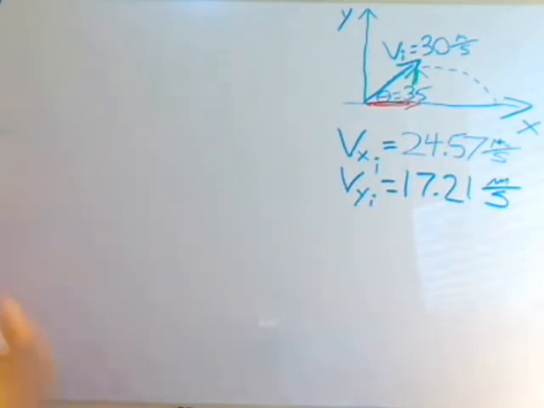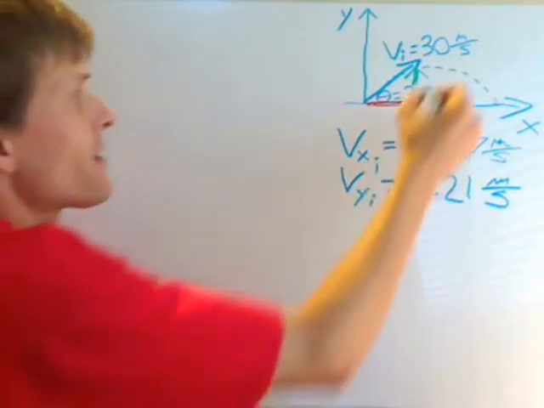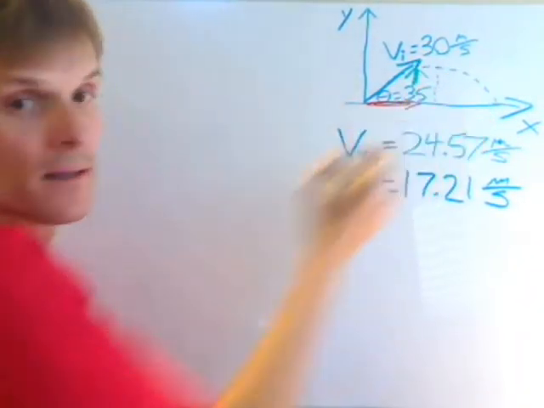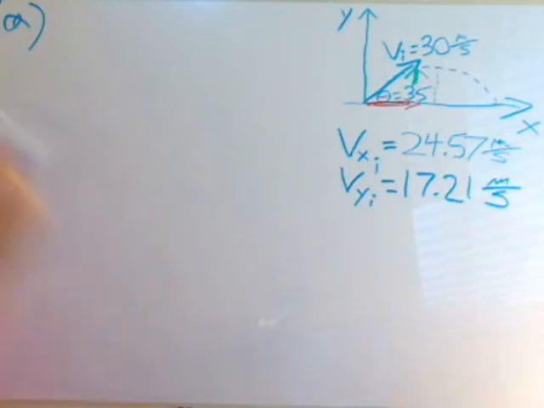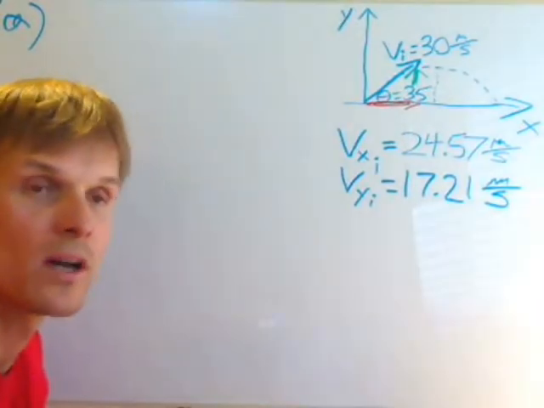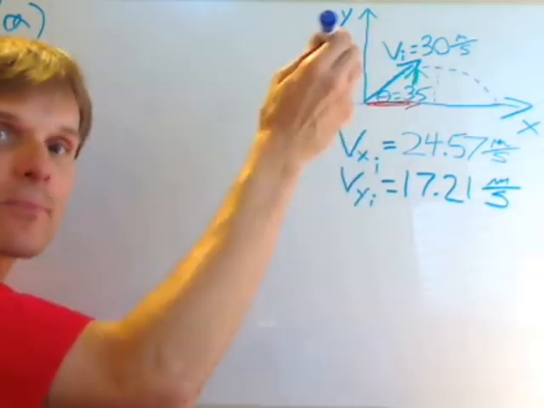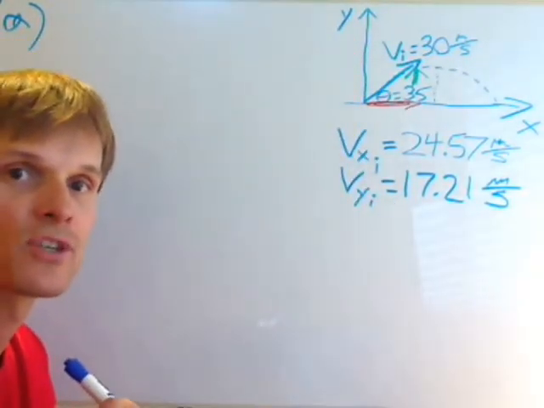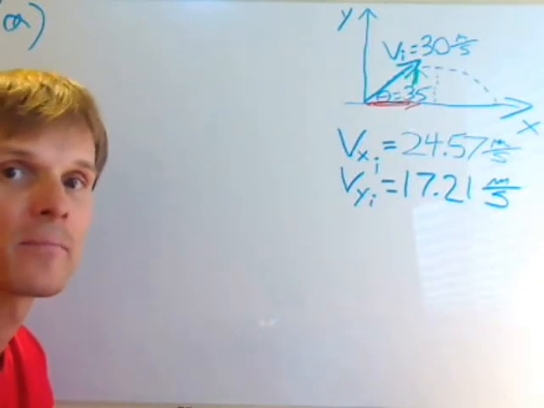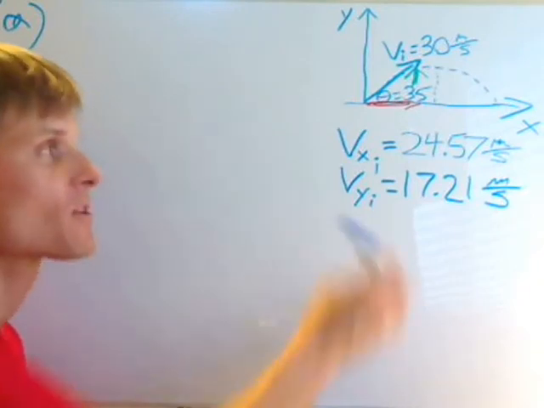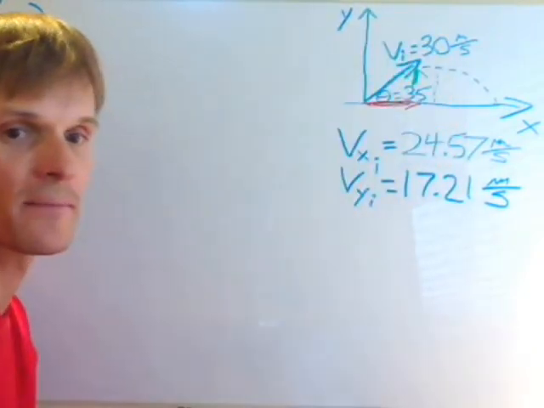Now, part A asks us to find the maximum height of this projectile above the ground. Basically, this would be exactly like being asked the question: you throw something straight upward with a velocity of 17.21 meters per second, our y velocity, how high does it go? It's the exact same problem because we can completely separate x and y motion here.